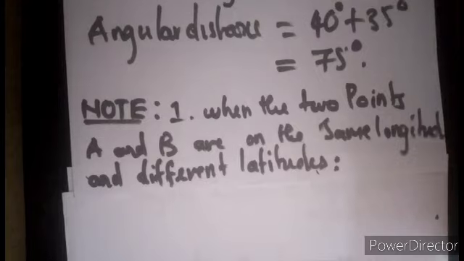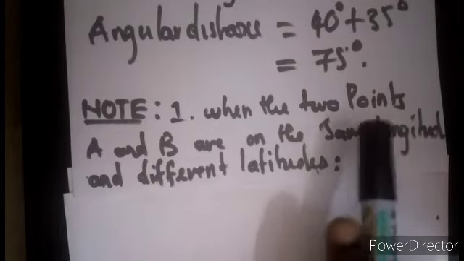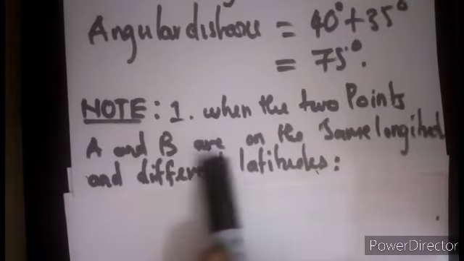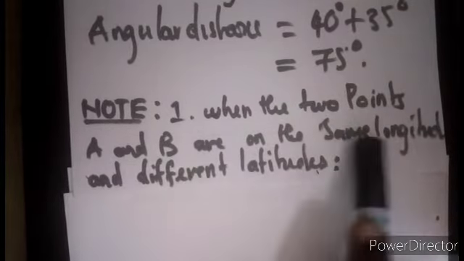So when the 2 points given A and B are on the same longitude and different latitude, that is, maybe one is on the latitude north, the other one is on the latitude south, what do we do? When this happens, the angular distance is always equal to the sum of the angles of their latitudes.